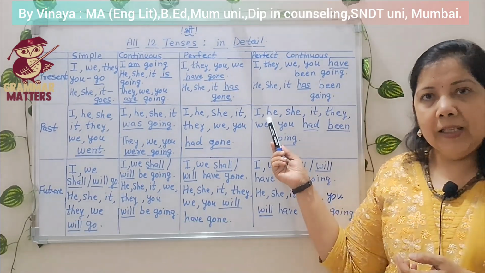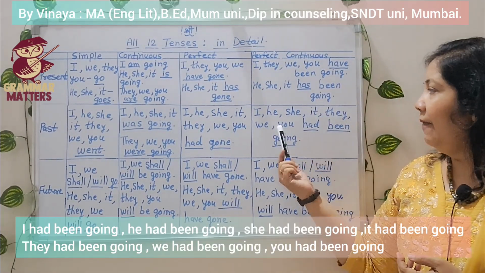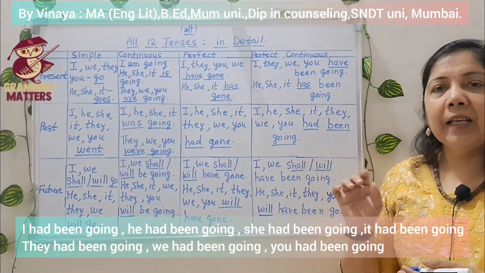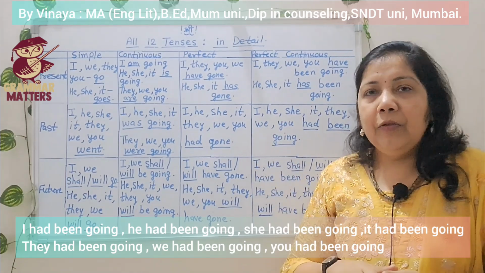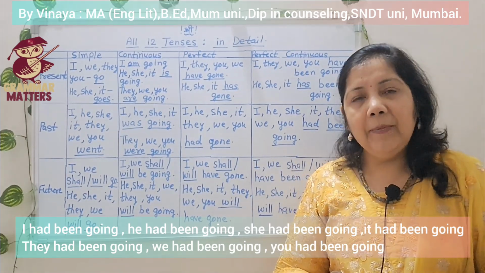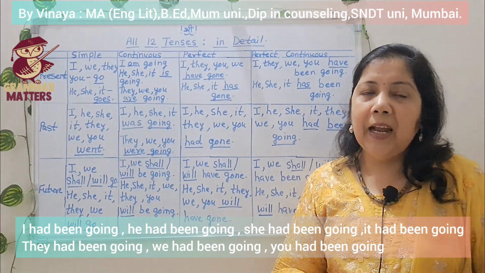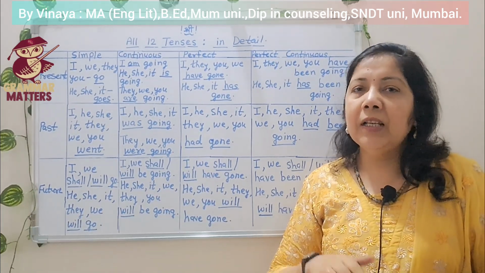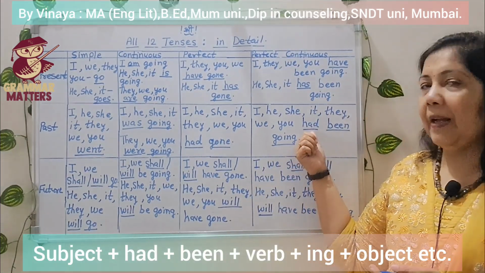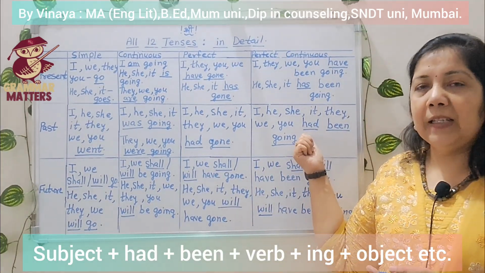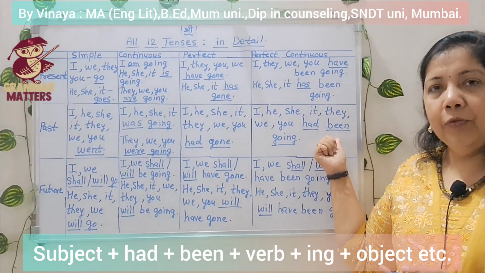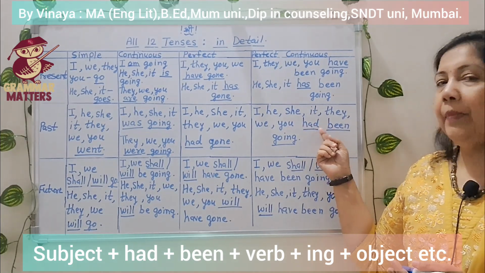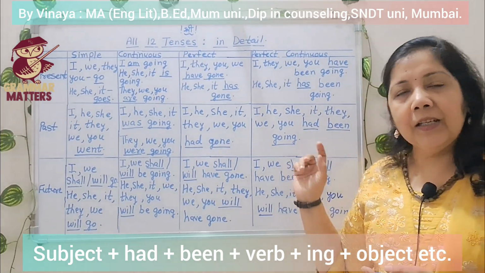Past perfect continuous tense. I, he, she, it, they, we, you, all 7 pronouns same: had been going. The verb is same. I had been going, he had been going, she had been going, it had been going, they had been going, we had been going, you had been going. Since it is past tense, have and has become had. Been has to be used. Go is the main verb plus ing. Subject plus had plus been plus main verb plus ing is the structure.